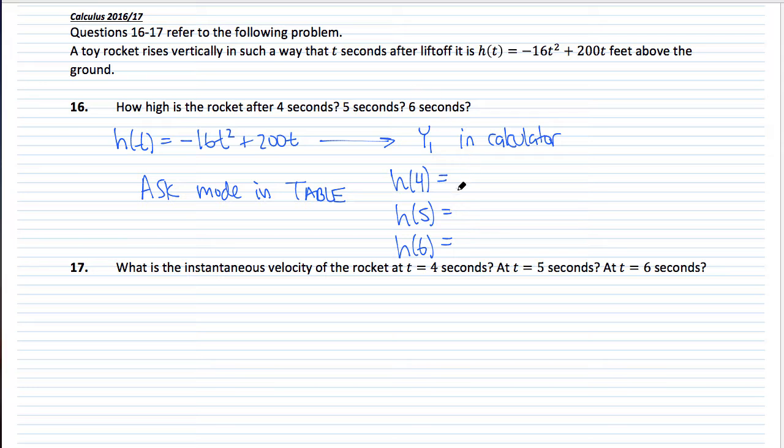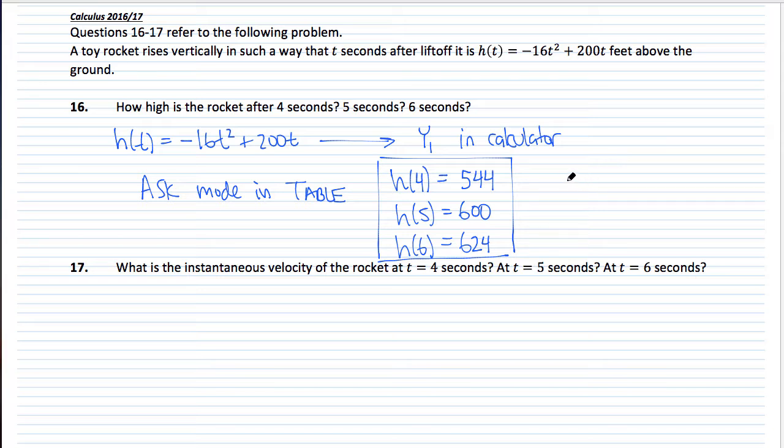So for 4 seconds, my table gives me a value of positive 544. For 5 seconds, positive 600. And for 6 seconds, 624. And so these are my 3 values that I found very easily using my calculator.